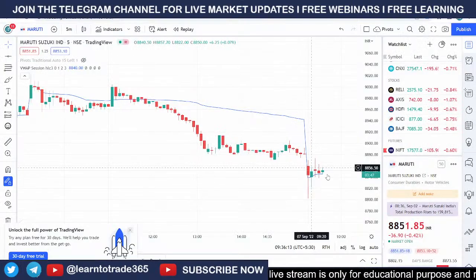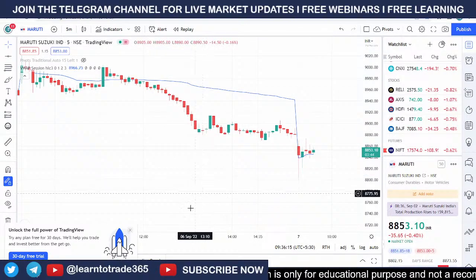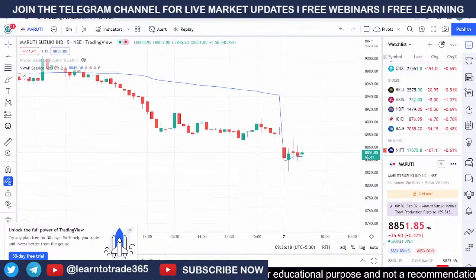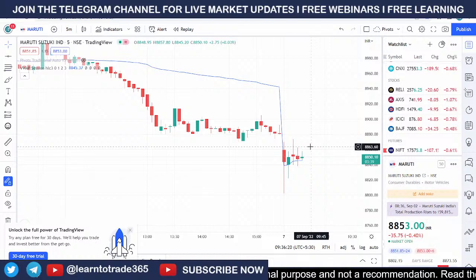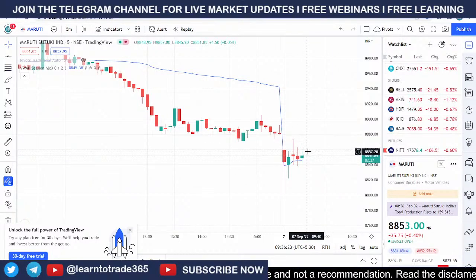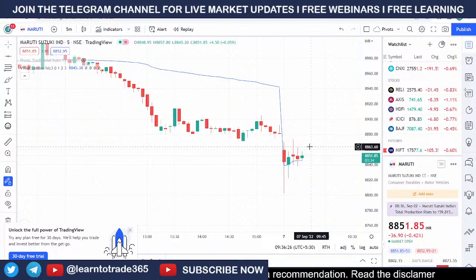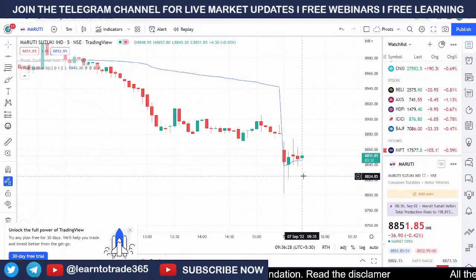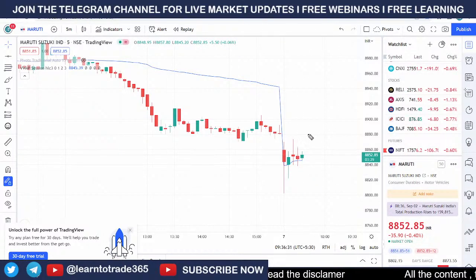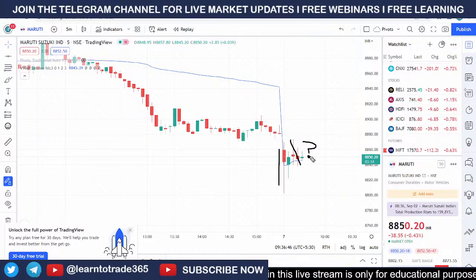In terms of Maruti, the way price is getting respect without any candle closing below, Maruti looks bullish to me above 8860 levels. Despite the sellers making an attempt on the first candle, after that there has been no aggressive price reaction on this attempt.